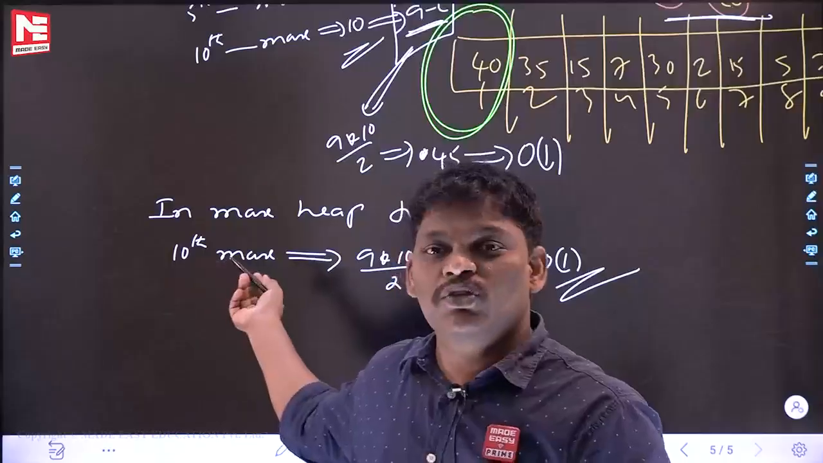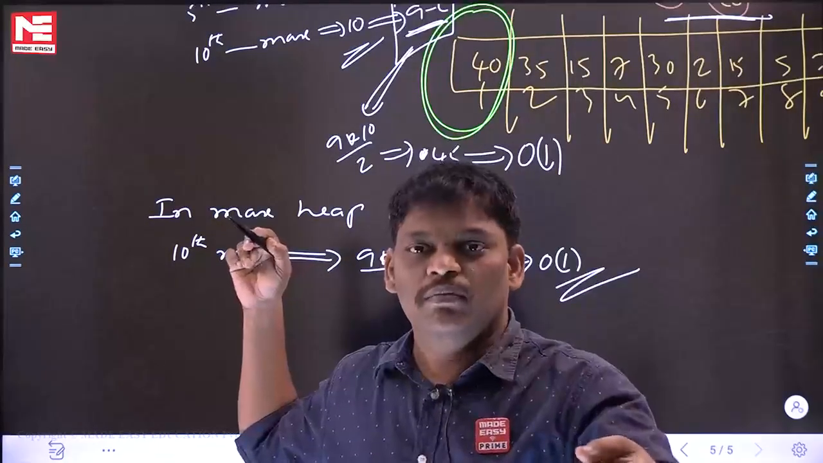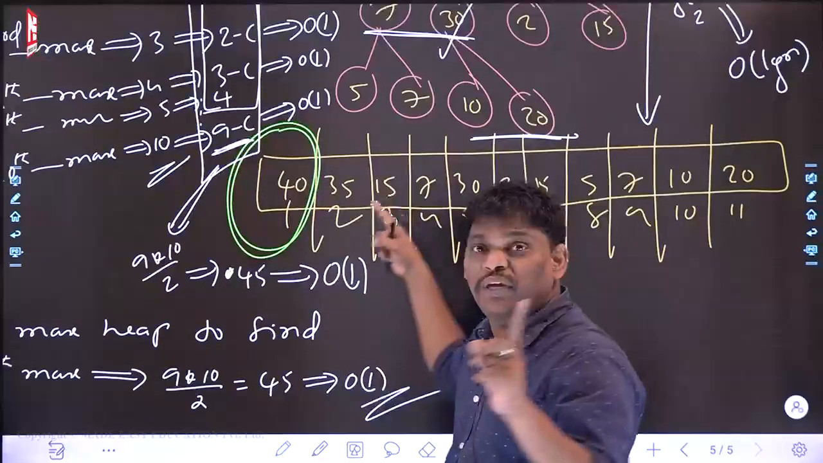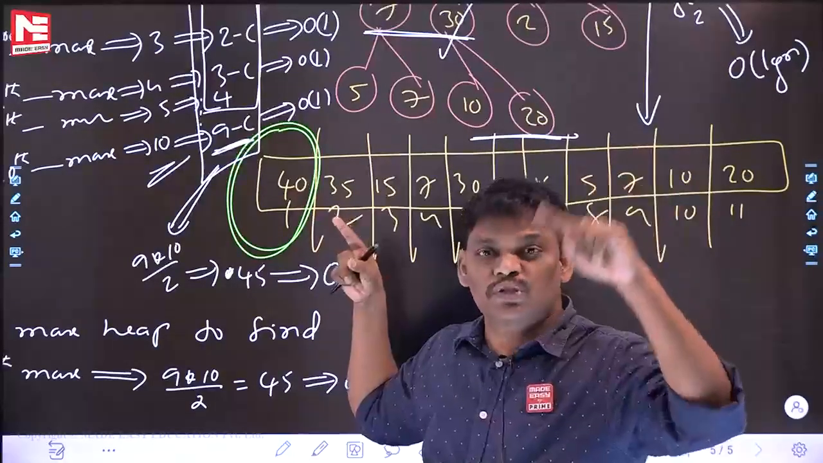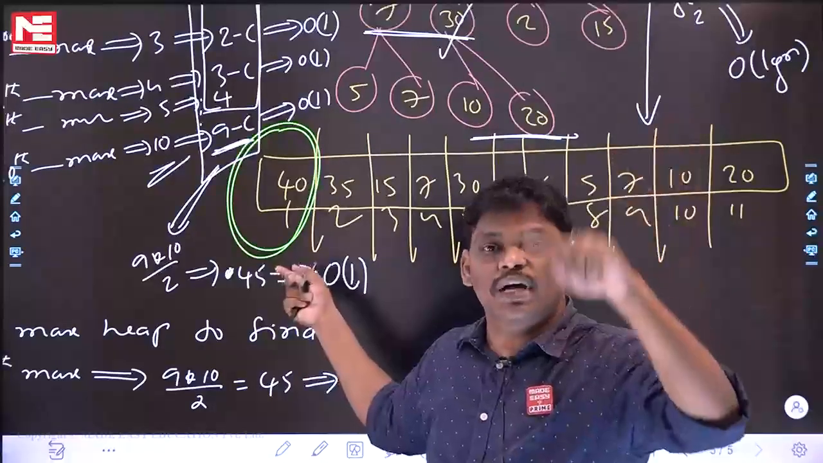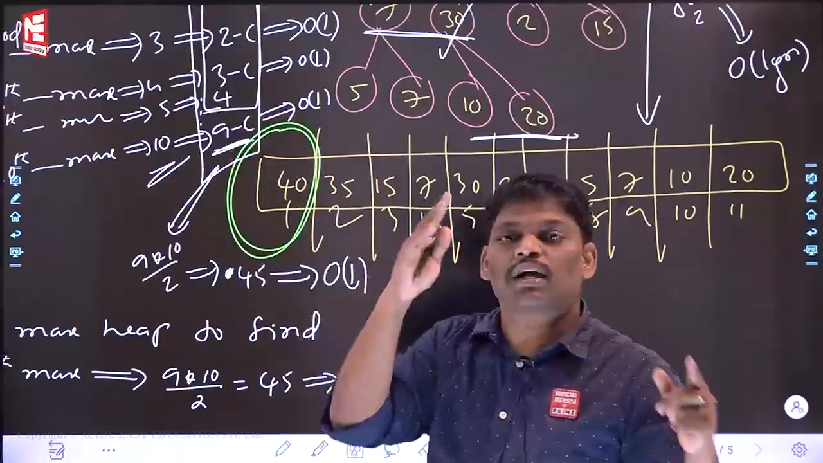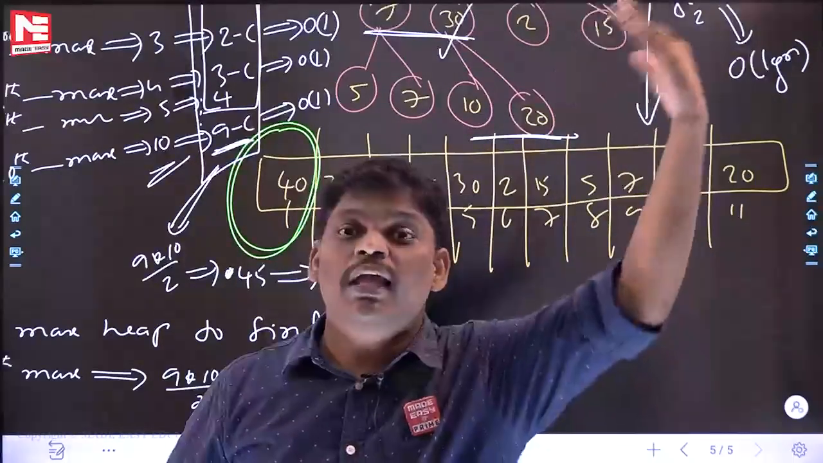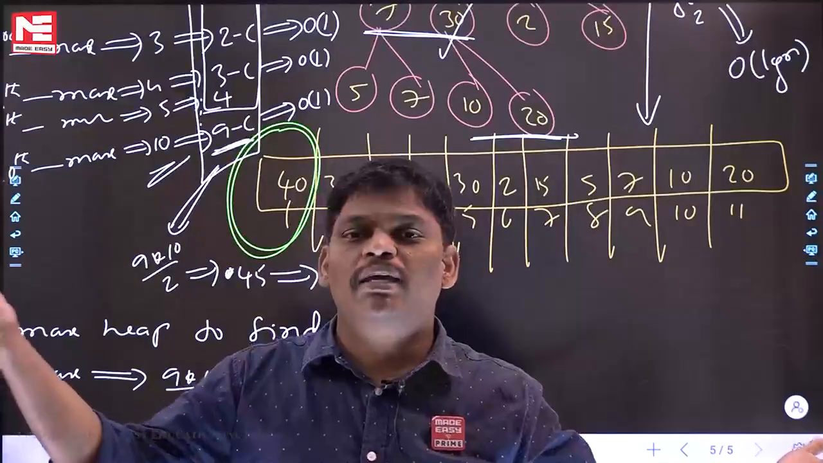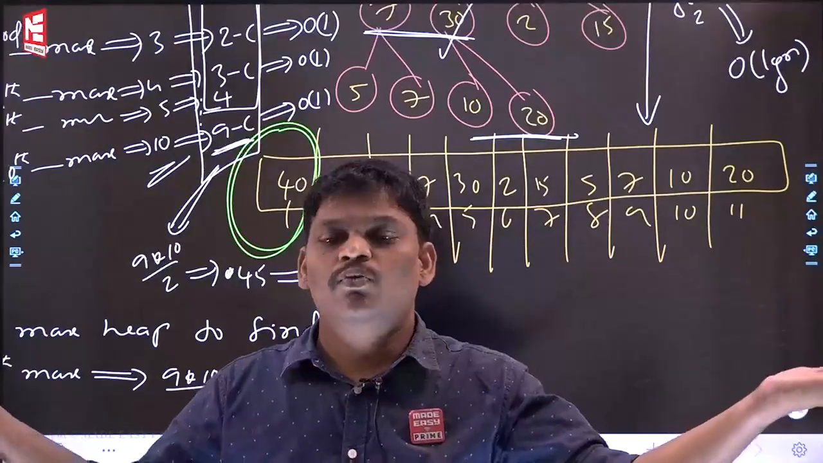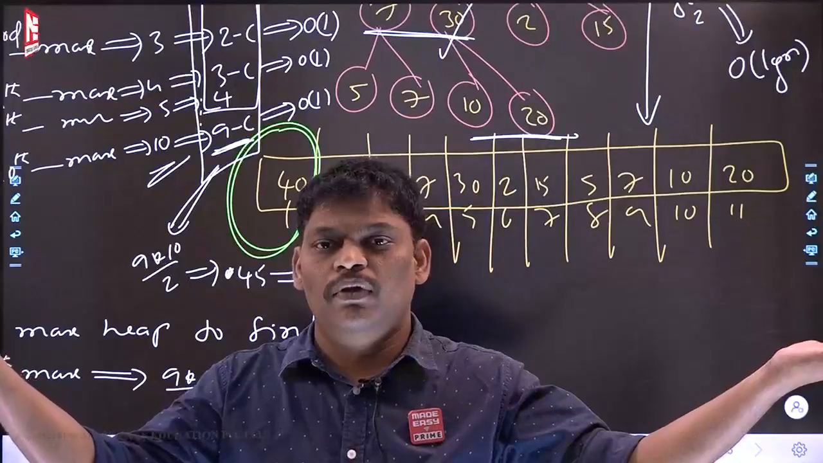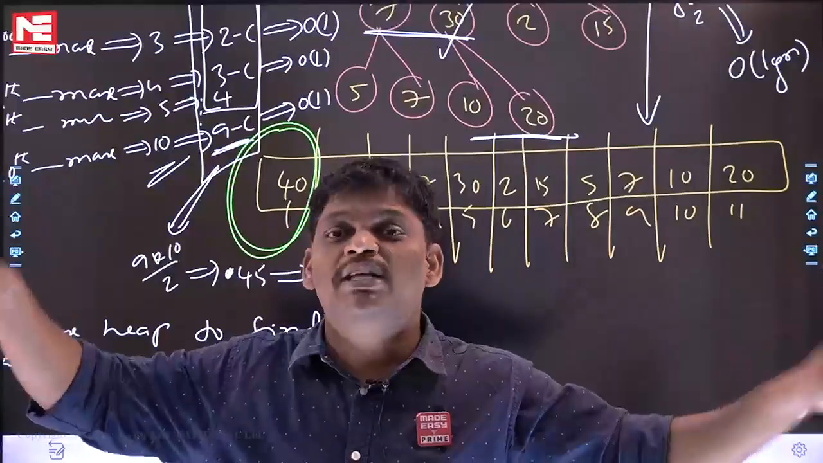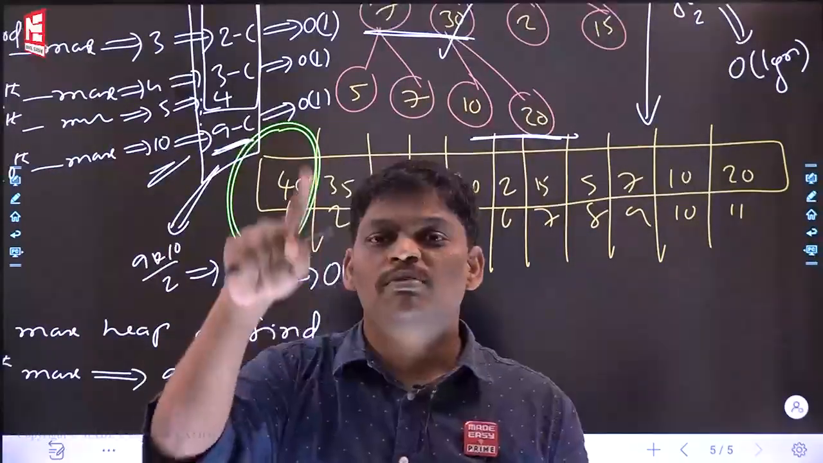But in the max heap tree, assume that you have a max heap in the form of an array. See this one, it is the max heap array. In the max heap tree, to find out the first maximum, constant, second maximum, constant, third maximum, constant. That is the advantage with the max heap. See this one, max heap is also an array, normal array is also an array. Can you help now? I have a max heap array, I have a normal array. Which is better to find out the maximum? Max heap. Max heap is meant for that.